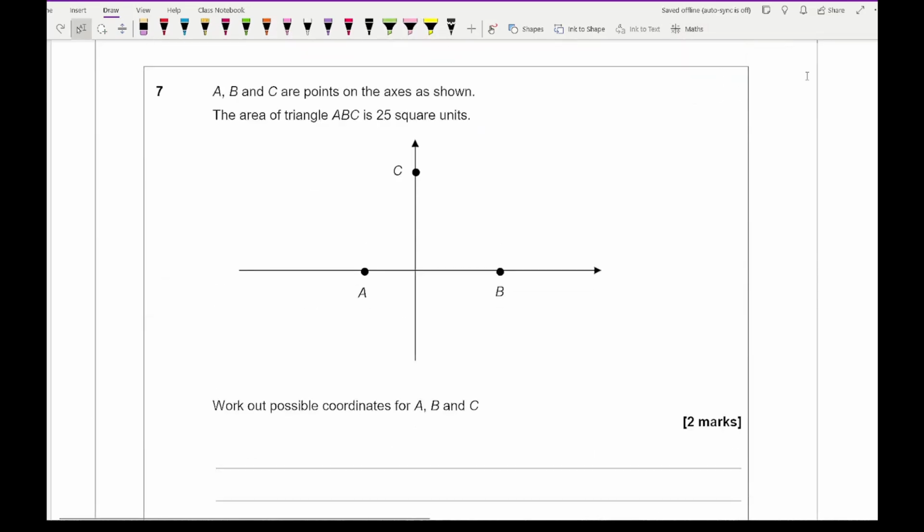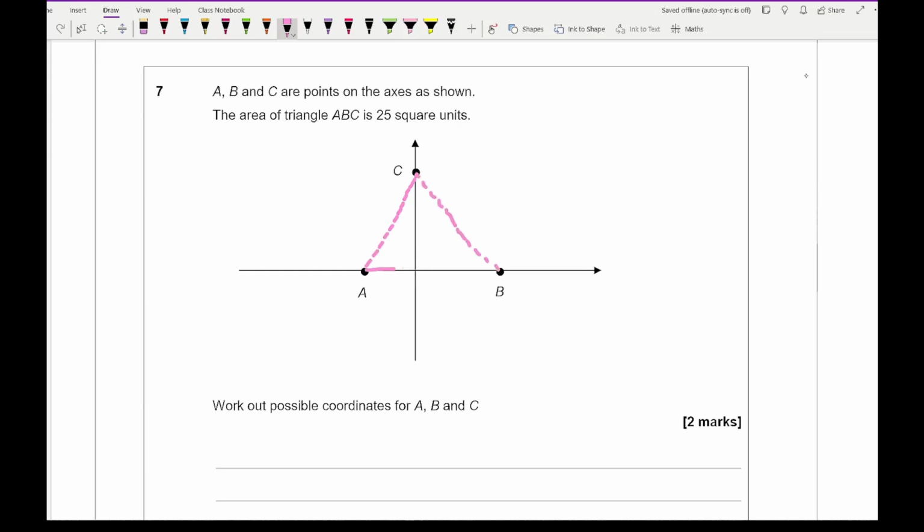Then moving on to question 7, it says that A, B and C are points on the axes as shown. The area of triangle ABC is 25 square units. Work out possible coordinates of A, B and C. Now for this, there are going to be quite a few possible answers we can have. So let me just show you how to get each of those answers.